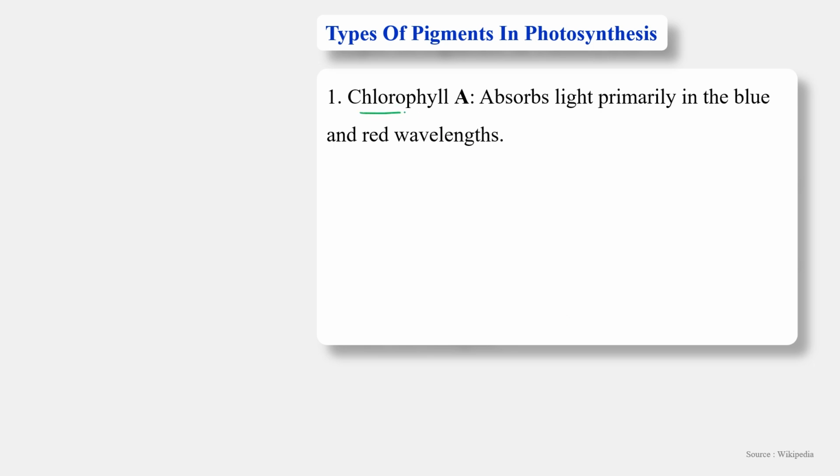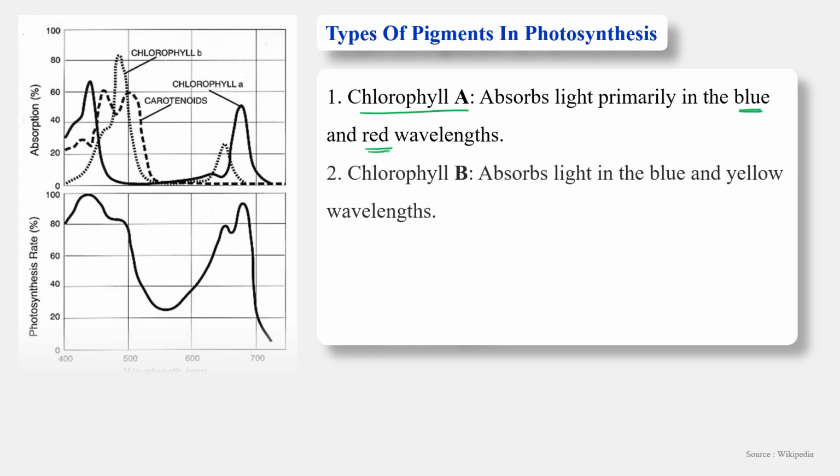Chlorophyll A is the first and most important pigment. It actually absorbs light primarily in the blue and red wavelengths, while chlorophyll B absorbs light in the blue and yellow wavelengths. So as you can see, the absorption rate and photosynthesis rate correlate. If you compare both graphs, this is the peak of chlorophyll A.